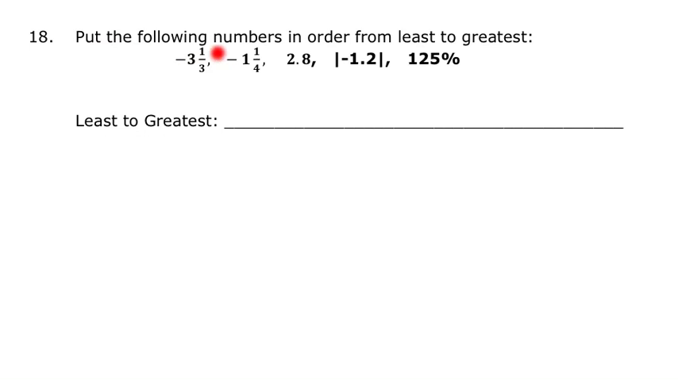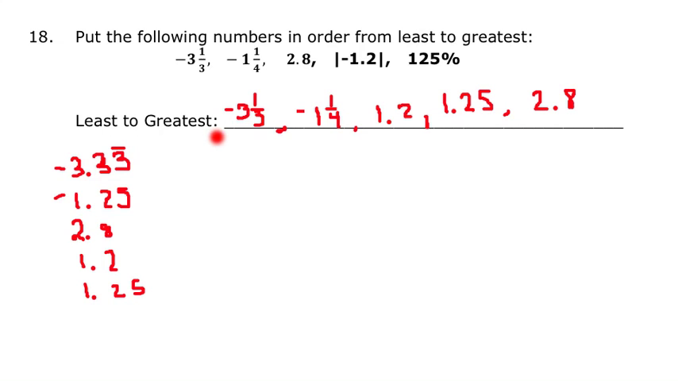Number 18. Put the following numbers in order from least to greatest. Remember, least to greatest. So you should first convert all of these numbers to be the same. I would put them all into decimals, and then you can compare. And so your answer should be negative 3 1/2, negative 1 1/2, 1.2, 1.25, and 2.8. Now if you put them in the original format, that will be fine. I would count them right either way. If you leave them all as decimals or if you leave them as the original, that would be fine. Either way is fine with me.